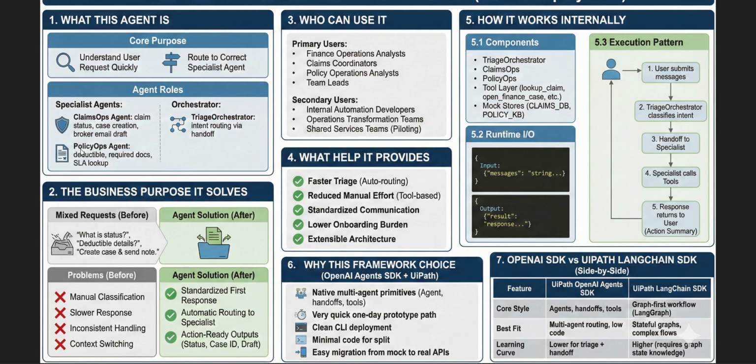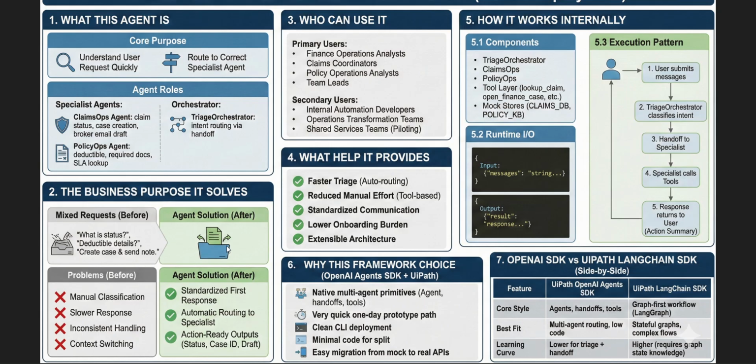And the second specialist agent is the Policy Ops Agent, which will tackle the deductible portions, required documents, SLA lookup, and all these things. The main business purpose it is solving is that there are mixed requests. In one email, the human finance operations specialist will get a lot of confusing questions. So this agent solves them by bringing clarity to them, and it automates a lot of tasks for them.